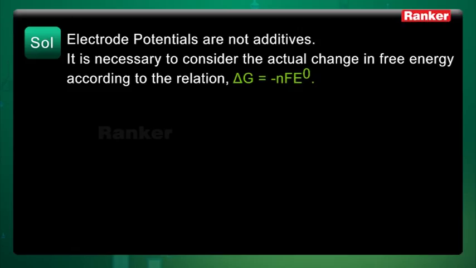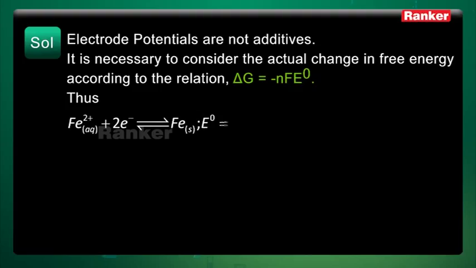Let me tell you, n stands for the number of electrons involved in the electrode reaction. F is Faraday, it is 96,500 coulombs, and E0 stands for standard reduction potential. Now look at the data. Fe2+ + 2 electrons gives Fe, E0 is minus 0.44 volts, corresponding delta G0 comes to 0.88 F. You can see delta G0 equals minus 2F into minus 0.44 volts. 2 because the number of electrons involved in the reaction is 2.